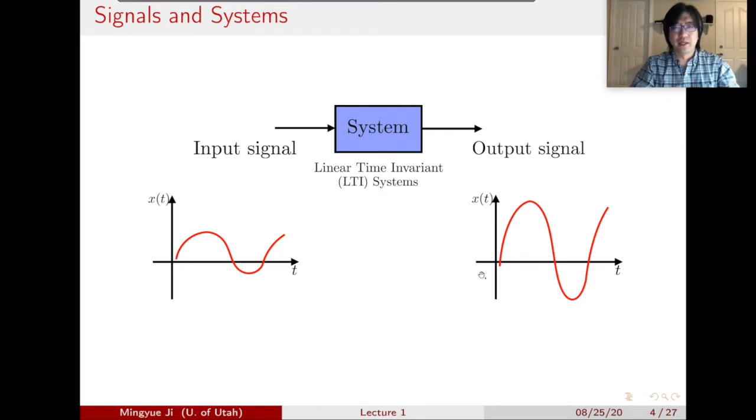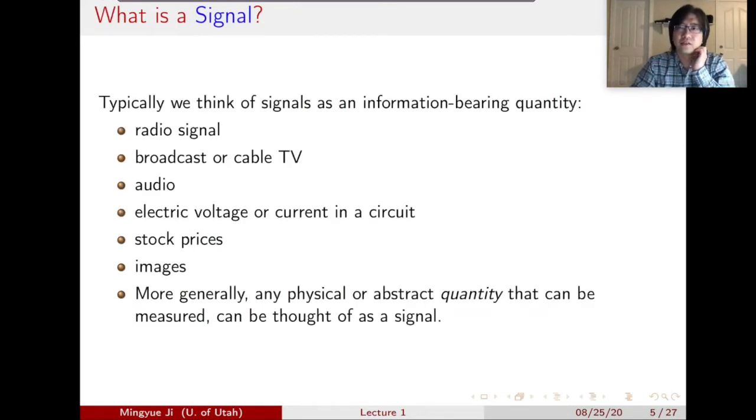So that's a very brief example of signals and systems. To really understand what a signal is and what a system is, let's discuss them separately. First, we're going to say what a signal is. This is basically the same structure as the class: we talk about what a signal is and what a system is, and then the combination of them. Typically we think of signals as information-bearing quantities, which means that a signal carries information.